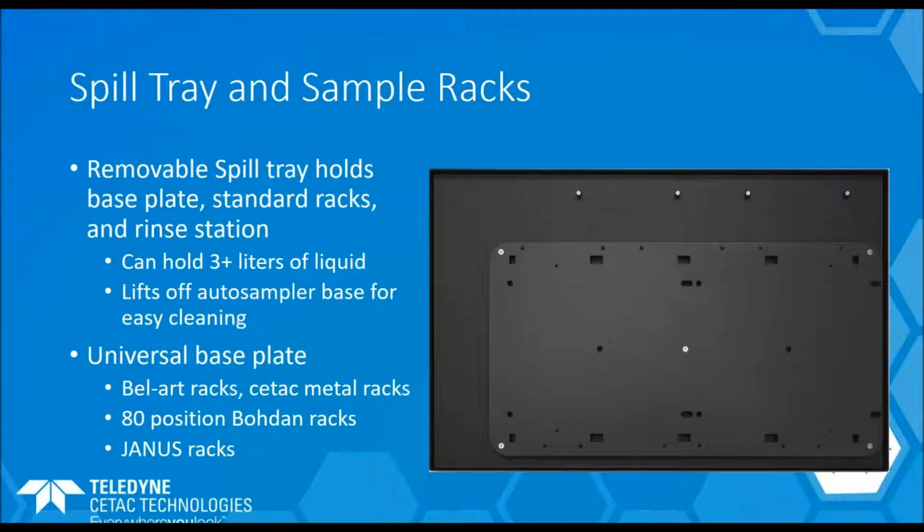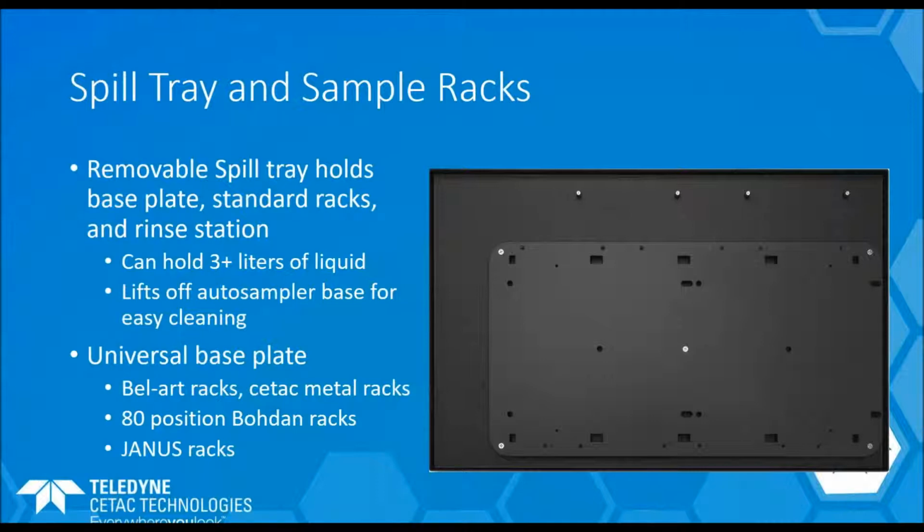Now, one of the other nice features is this spill tray. So you can see that it's black, so it won't show oil all that well. The spill tray is removable. And this spill tray here holds your base plate, the standard racks, which are not in this picture, but you can see the 4 pegs up on the top. That's where your standard racks set in. They're easily removed and wiped down. The rinse station is held in place by that thumb screw. That's easily removed. And the sample racks, of course, can lift right off.